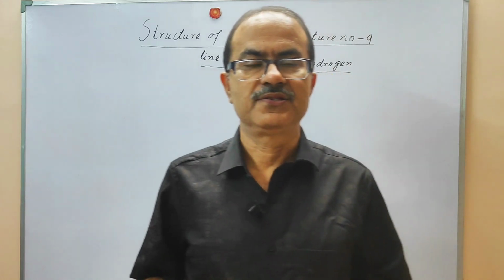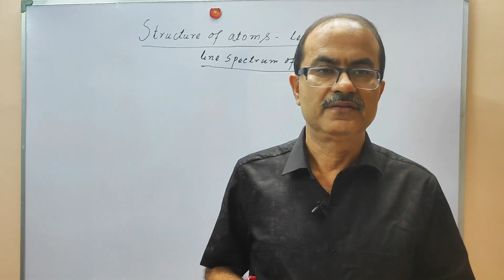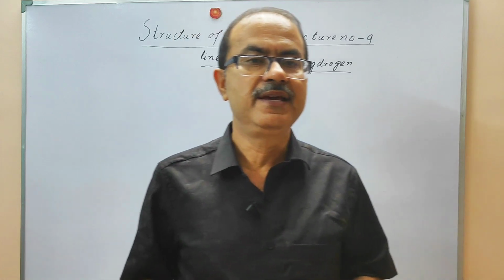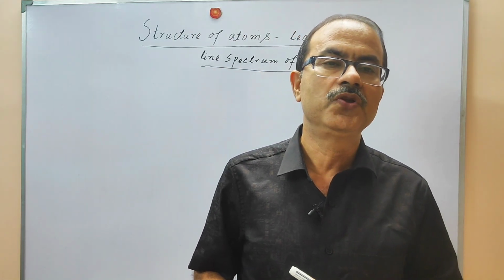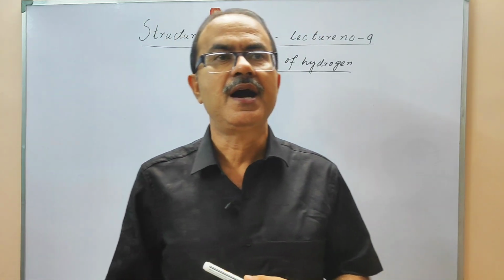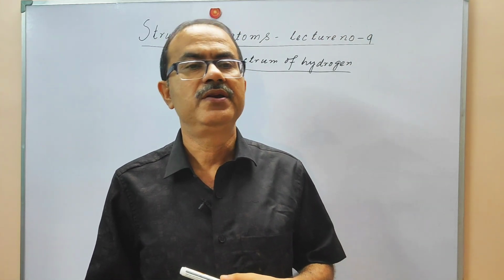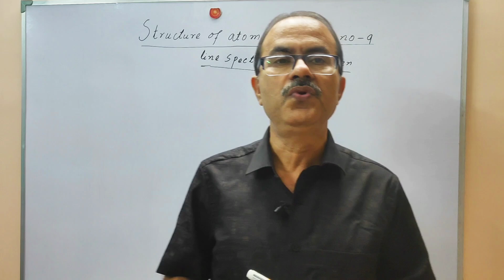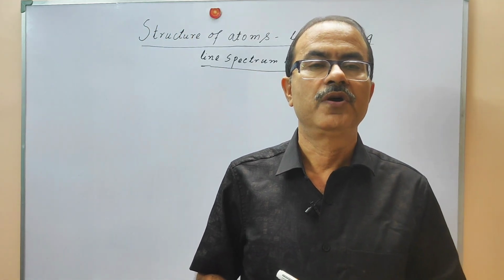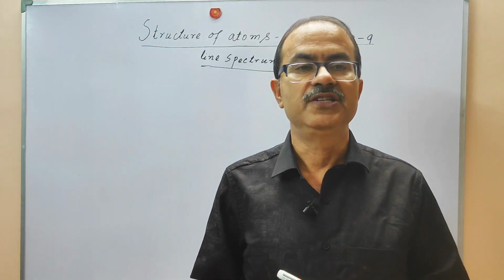When we pass electric discharge through the hydrogen gas in a discharge tube at very low pressure, there is a decomposition of the hydrogen molecule into the energetic hydrogen atom, and this energetic hydrogen atom produces radiations of different wavelength. When it is passed through a glass prism and captured on a photographic film, we will get different types of lines in different series.